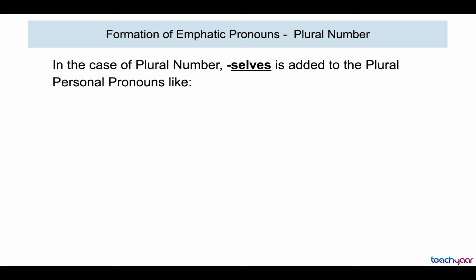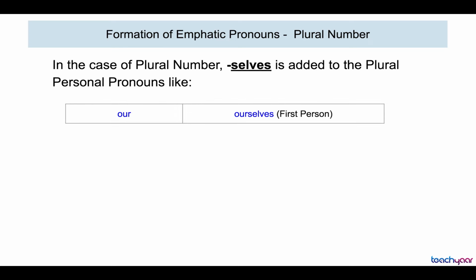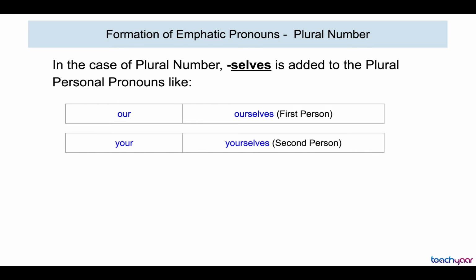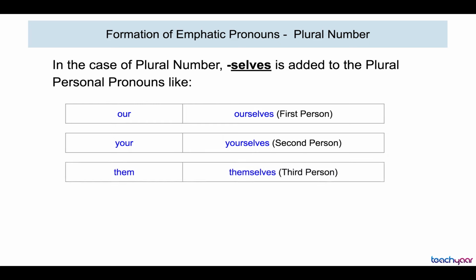Now we take up the case of plural number. So in this case, selves is added to the plural personal pronouns. So first person, the plural personal pronoun is our. We add selves, so we get ourselves. Your, second person, and we get yourselves. Third person, the personal pronoun is them, and we get themselves. So this is how we form emphatic pronouns in the case of plural number.